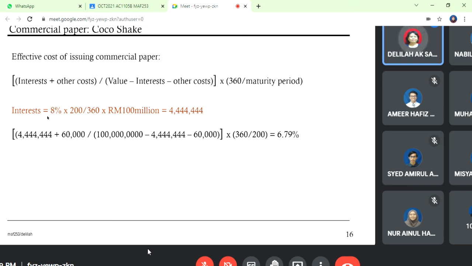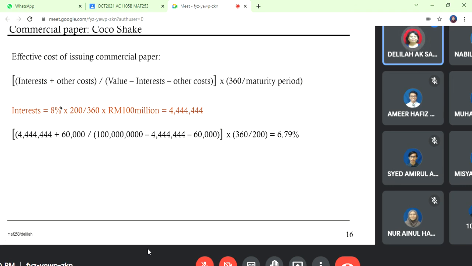So the interest is calculated as follows. 8% is for 1 year. We will borrow only for 200 days. Jadi pinjaman ni, interest dia kita prorate. Kita kira untuk 200 out of 360 days. 8% on the 100 million. So this is the borrowing. 4,444,444. So for some Chinese, this figure is bad luck lah.